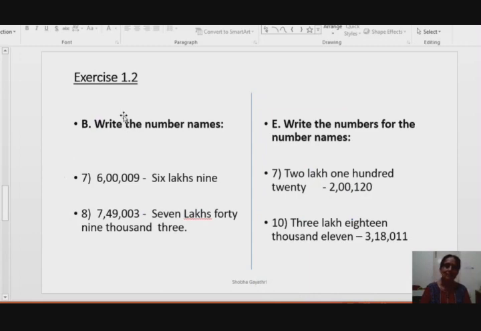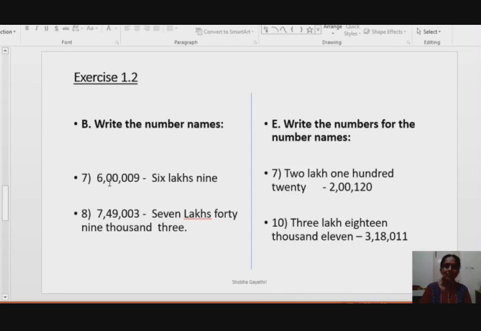Write the number names. Very easy questions. Questions from exercise 1-2. You have written the number names and you have written the numbers for the number names. Here you have to write the number names. To read the number, if they didn't give the numbers with commas, you have to insert the commas first. Here there are 6 digits. Where do you have to insert the commas? Right from the rightmost digit, you have to insert a comma after the hundreds place. After the thousands period, you have to insert a comma. Then read the number.